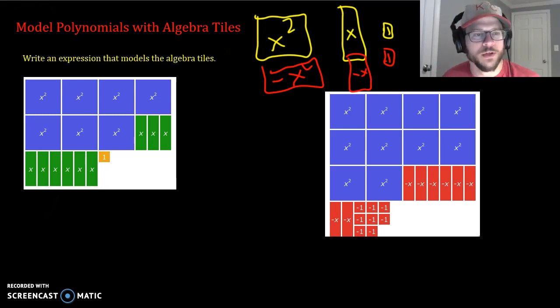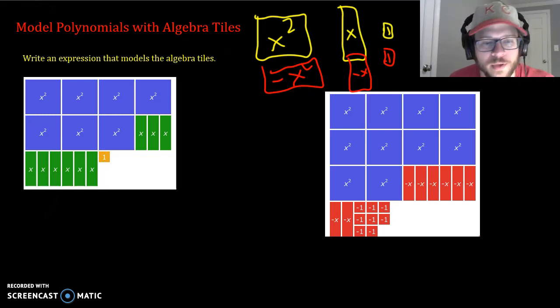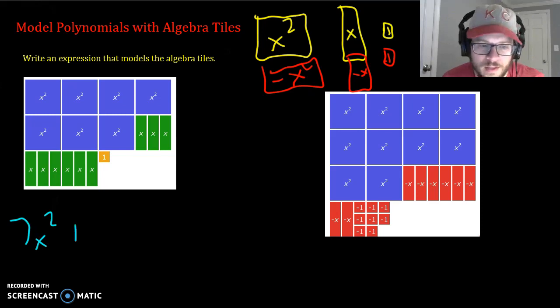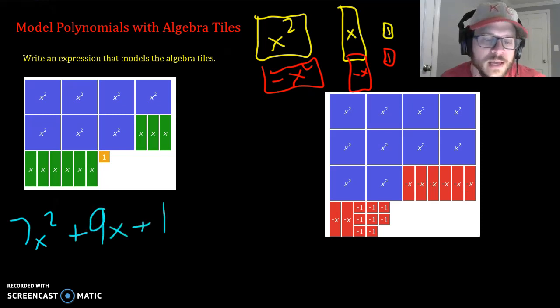So for the first practice problem, we have x squareds, we have x's, we have 1s. All that we have to do is count and put the number of those things in front of what the term is. So there are 1, 2, 3, 4, 5, 6, 7 x squareds. Then there are 1, 2, 3, 4, 5, 6, 7, 8, 9 x terms, and then we have a single 1 at the end. And since everything is positive, all of these things are being added together.